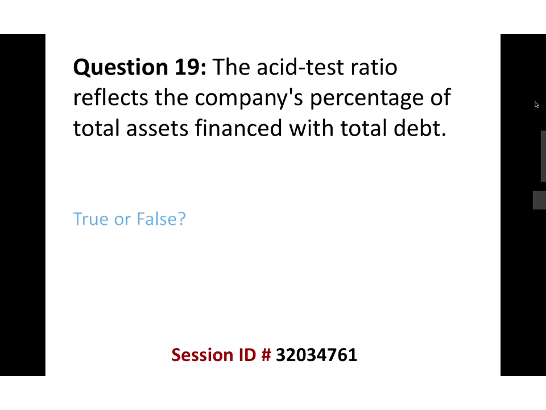So we're going to have a question now. The acid test ratio reflects the company's percentage of total assets financed with total debt. The key word here that you want to consider when you decide if this is true or false is the word total. This is the acid test ratio, which is also the quick ratio.